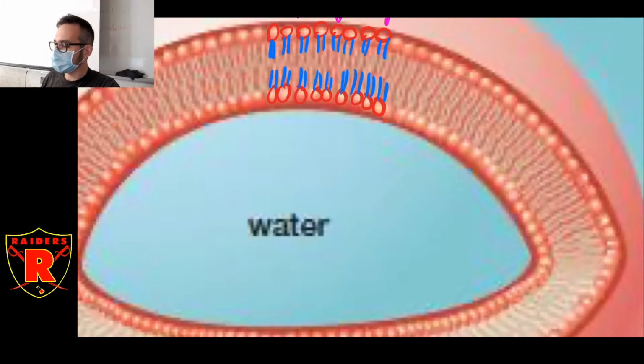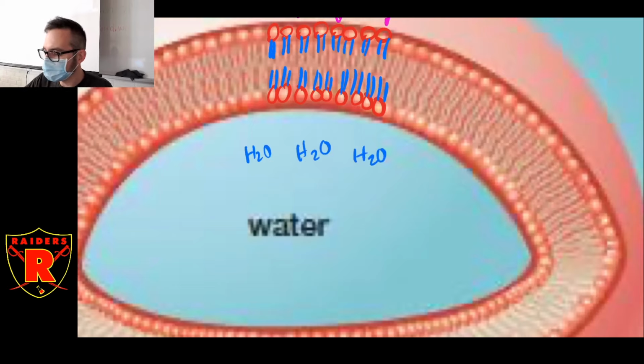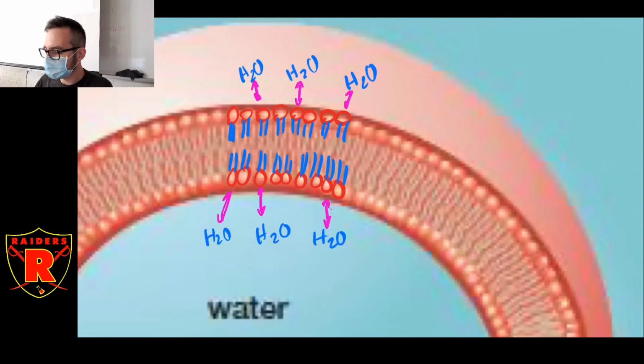And then the same thing is true on the inside of the cell. The inside of the cell is full of water, more or less. The cytoplasm is mostly water. So you've got water on the inside and water on the outside. So you also have that attracted-to-water part facing into the cell. And then you get this part in the middle.